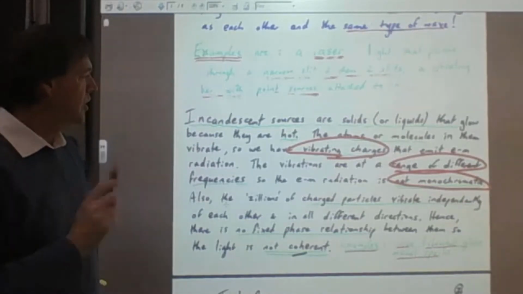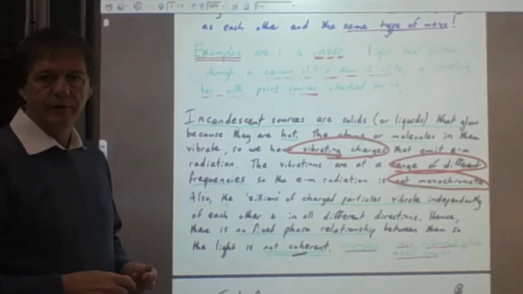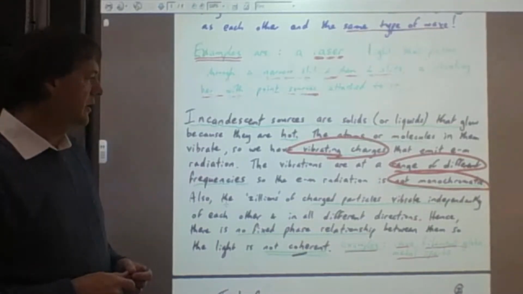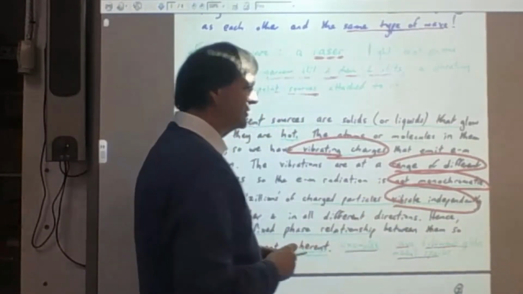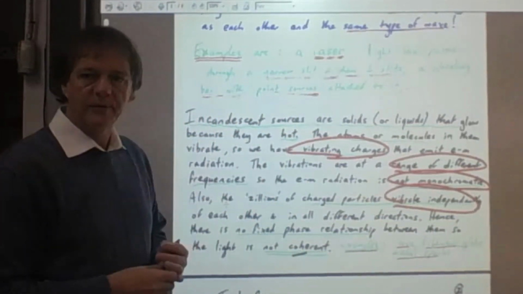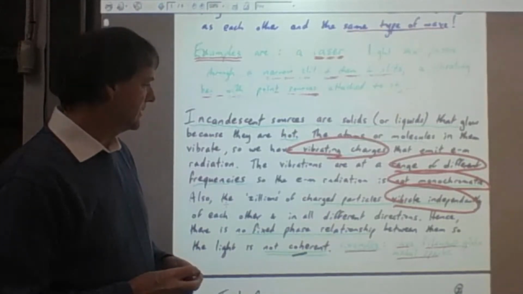Okay? On top of that, they won't maintain a constant phase relationship with each other, with all those different vibrating frequencies. So you won't get coherence either, because they're all independent with their vibrations. They'll be in different directions of oscillation, but also different frequency rates. All right? So they can't maintain a constant phase relationship either.